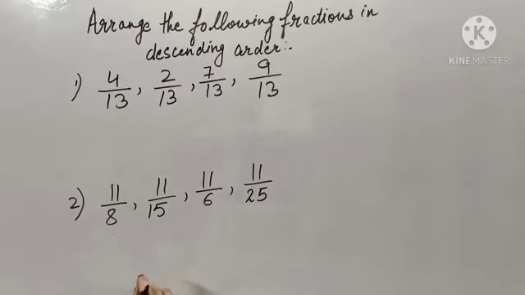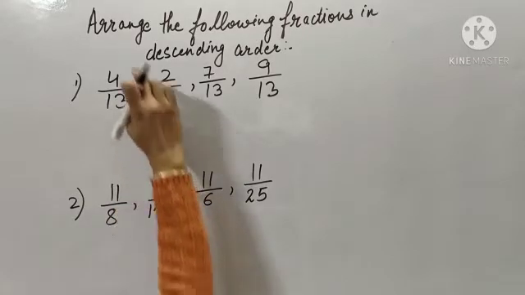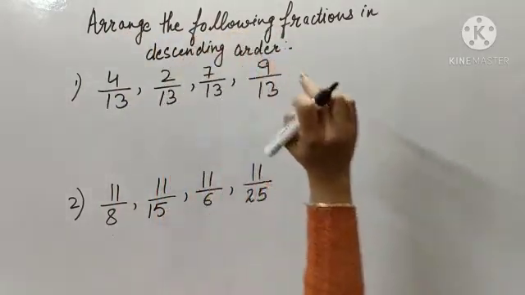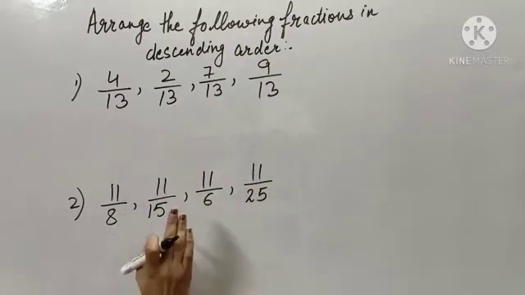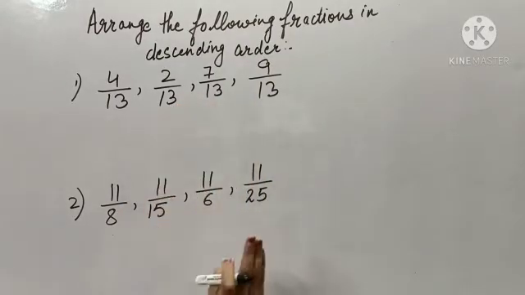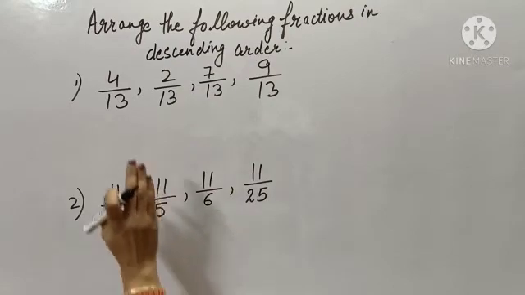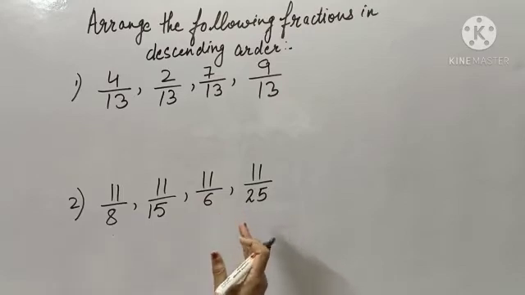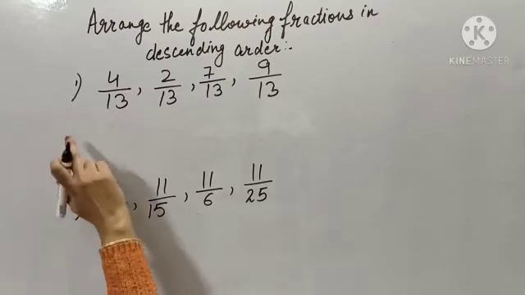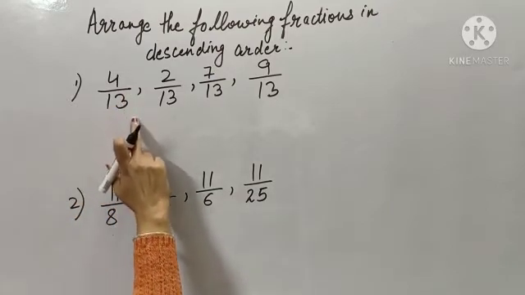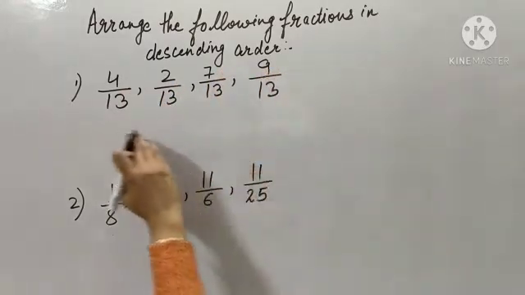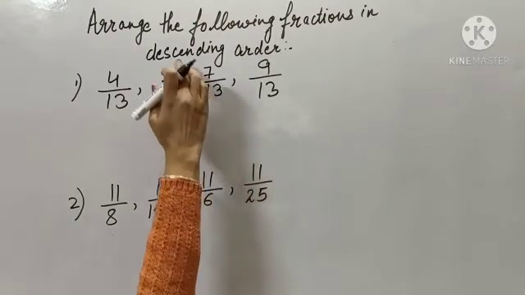See beta, now we will learn how to arrange the following fractions in descending order. And you all know when we have to write in descending order, first of all I will be writing my biggest fraction, then small, then smaller, and finally in the last I will be writing my smallest fraction. Now my first question is 4 upon 13, 2 upon 13, 7 upon 13, 9 upon 13. These fractions I have to arrange in descending order.